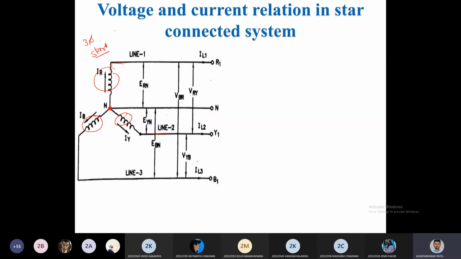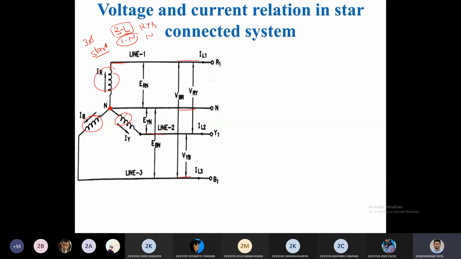In a star connected system, you will have three lines and one neutral wire. Only in a star connected system will you get these three lines with one neutral. So this is basically a four wire system. What are the four wires? This is the first, second and third. Generally the three lines are known as R, Y and B, and the fourth one is known as neutral. So RYBN is the name of the system.